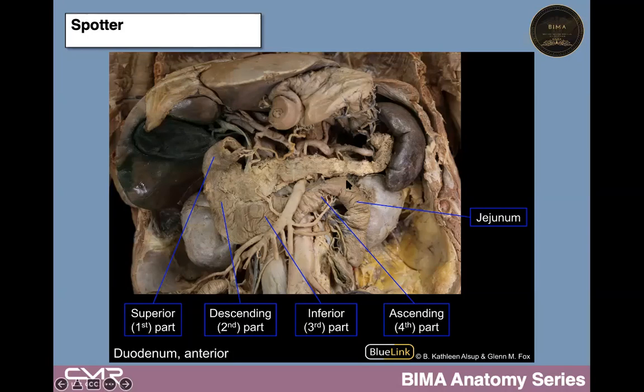Can anyone tell me what the landmark is that I'm hovering my mouse over in the chat box? It's the duodenal ligament, so the DJ flexure. And can anyone also tell me what this artery here is? I'm just running along with my mouse. Can anyone tell me what this artery is?